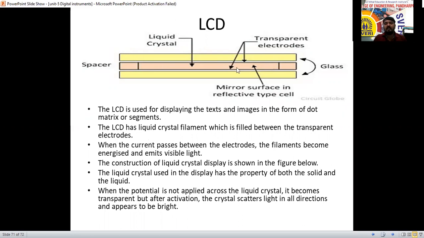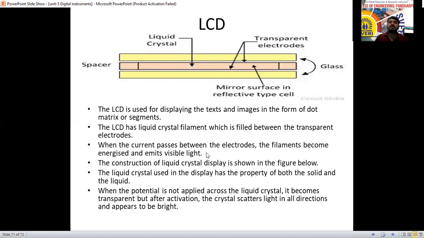Now this is the liquid crystal we have used here, which is filled between the transparent electrodes. One transparent electrode is here, and another transparent electrode is here. In between, we have filled the liquid crystal.